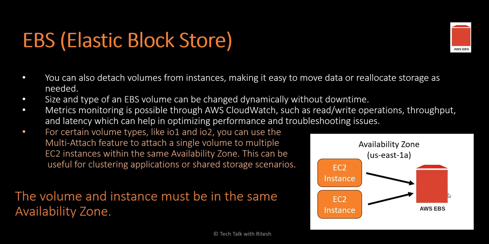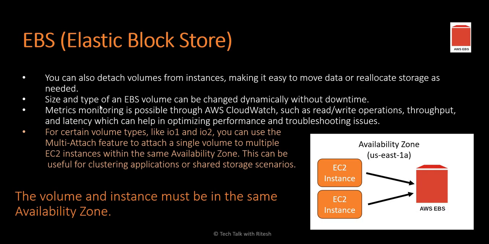So we create just one EBS volume, and then we can attach it to multiple EC2 instances. That is possible. But of course, it should be in the same availability zone, and this can be useful for clustering applications. We can also detach volumes from an instance, making it easy to move data or relocate storage as needed.